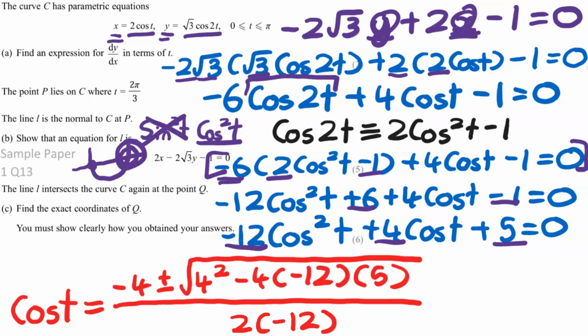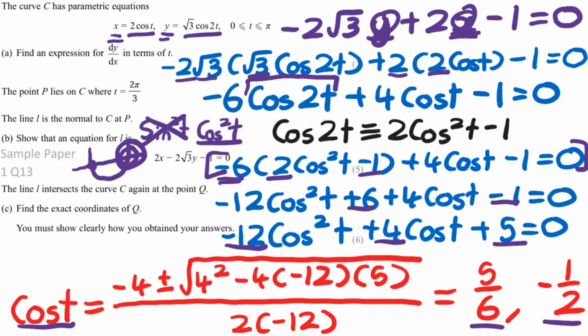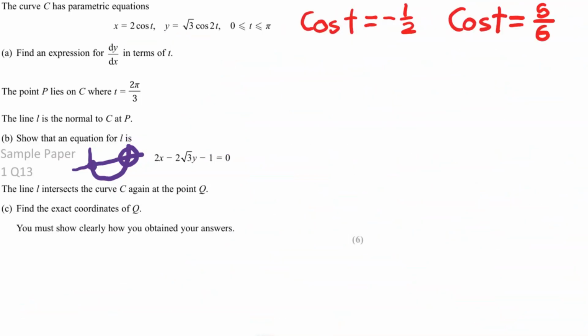So cos t is equal to this, which if you put into your calculator, you get a value of either 5 over 6 or minus a half. So we've solved this quadratic. Cos t is equal to either 5 over 6 or minus a half. So which one of these is it? Well, if you find t by taking the inverse cos of minus a half and 5 over 6, you get that t is equal to either 2 pi over 3 for the minus a half, or t is equal to 0.585 for the 5 over 6.